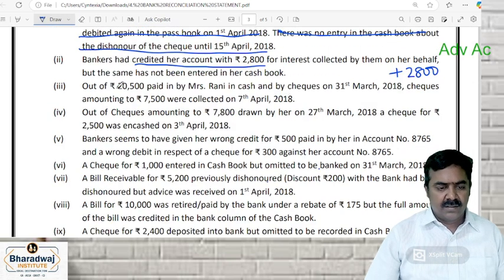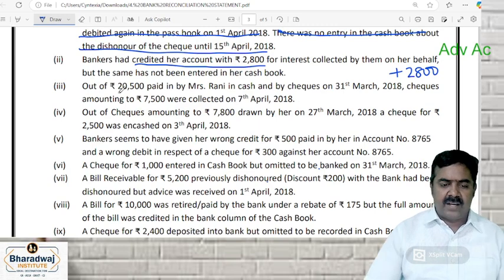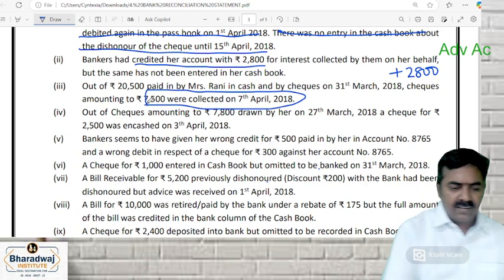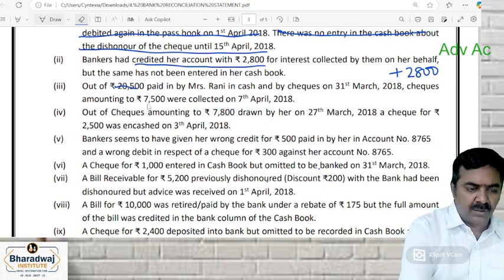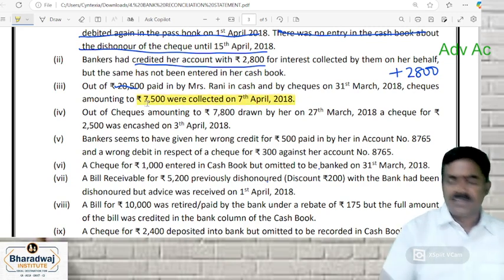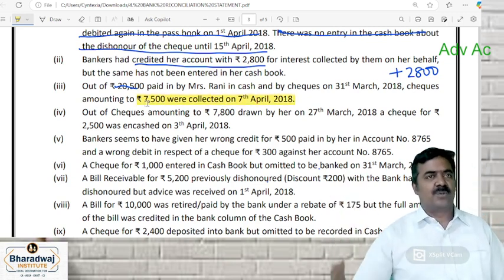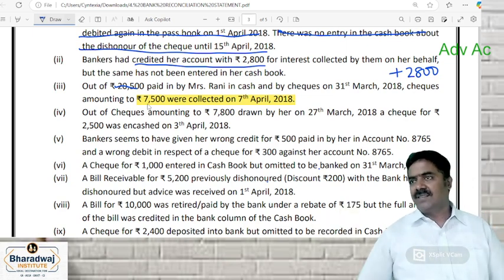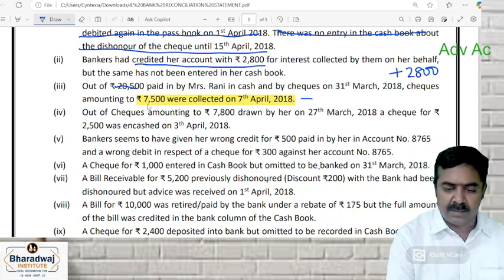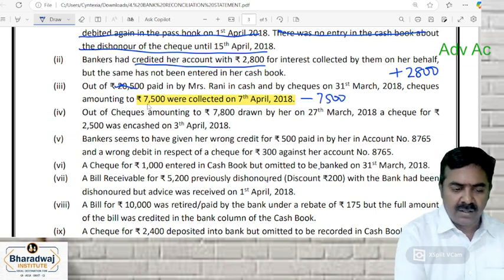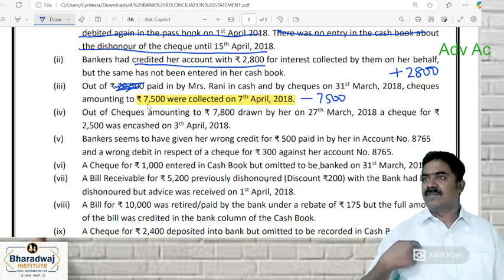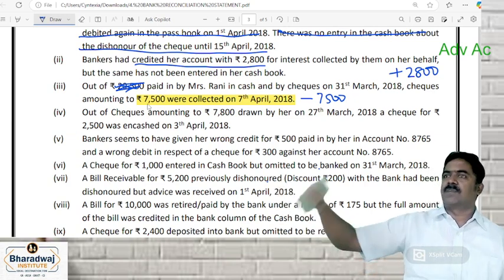Then 20,500 paid in by Rani within 31st March. Of that, 7,500 was collected only subsequently. We are not bothered about this 20,500, we are bothered only about this 7,500. The customer has added 7,500 also, we have not added. Now what should we do? The customer has added, we should also add it, but OD starting point, minus 7,500. Don't bother about 20,500. How much has the customer added which we have not added? 7,500 deposit, the customer has added.